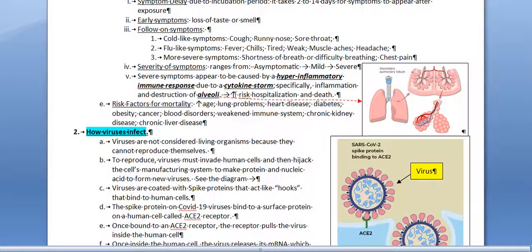Okay, so this increases risk of hospitalization and death. Risk factors for mortality are increased age, pre-existing lung problems, pre-existing heart disease, diabetes, obesity, cancer, blood disorders, a weak immune system, chronic kidney disease, or chronic liver disease. All these can give you an increased risk of dying.